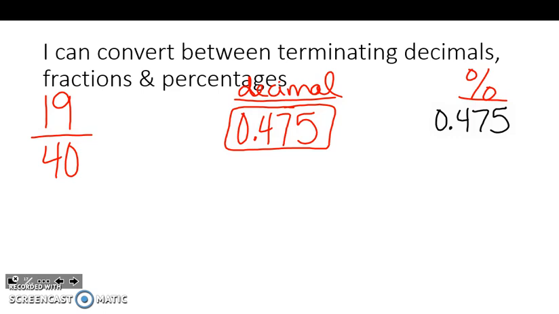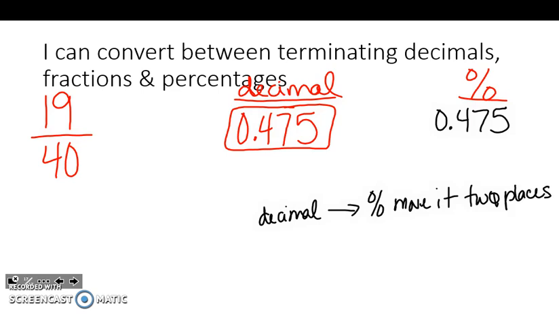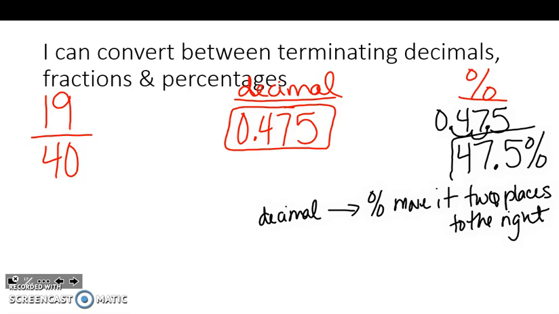So when you're changing from a decimal to a percent, you move it 2 places to the right. So we move it 1, 2. So now it's in between the 7 and the 5. So we have 47.5%. And you have to rewrite that without the loop-de-loops in there.